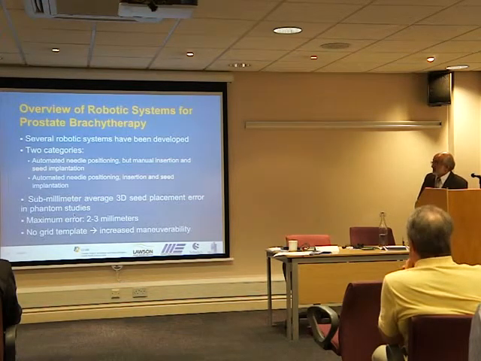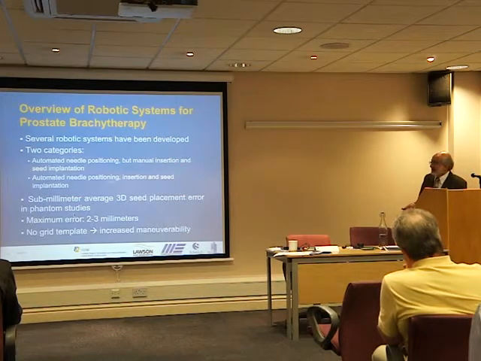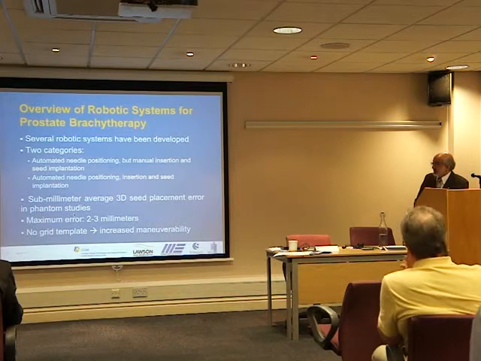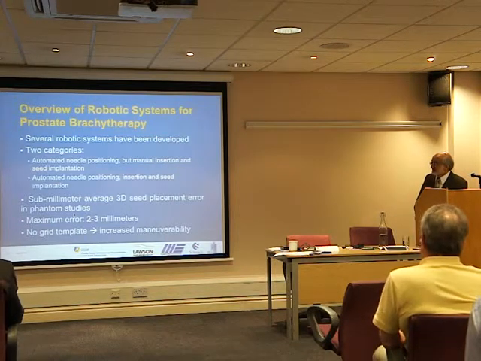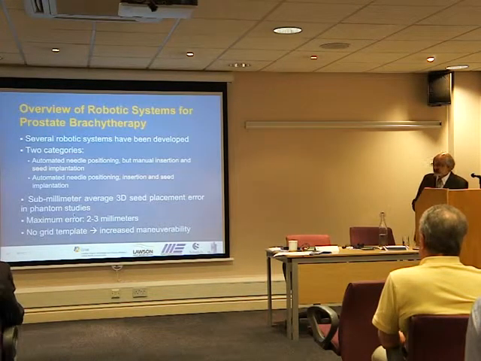Most of the robotic systems that have been developed actually fall into two classes. One, where the needle is positioned, but the clinician does the manual insertion. And the others, where everything is automated. Clinicians tend to prefer the first. The accuracy is better than conventional. The maximum error that has been reported is about 2 to 3 millimeters, but most of the error is in the region of 1 to 2 millimeters.